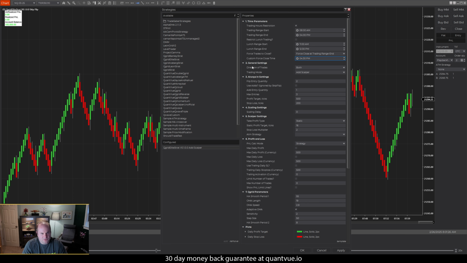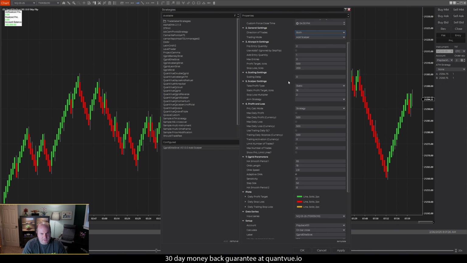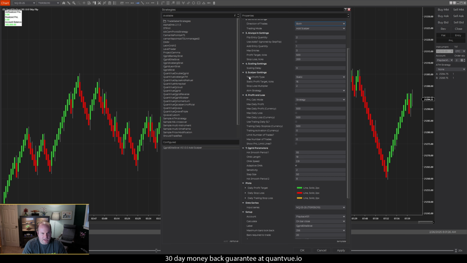Directional settings, you can do both long or short. We've already done trading mode. We're skipping over always in settings. We're skipping over scaling settings, and we're going to get into scalper settings. So there are two different ways of doing this. You can use a static take profit and stop loss, or you can use a dynamic, which we'll get into in a minute, but it'll exit as soon as the HA series turns the opposite direction and closes a bar.